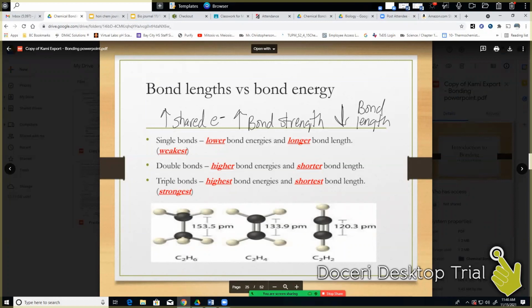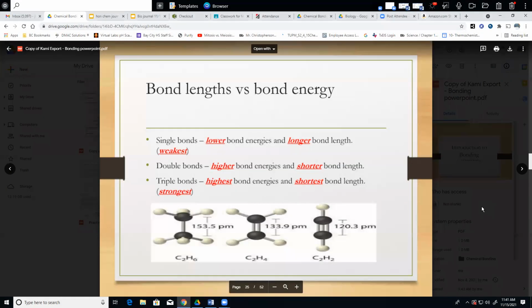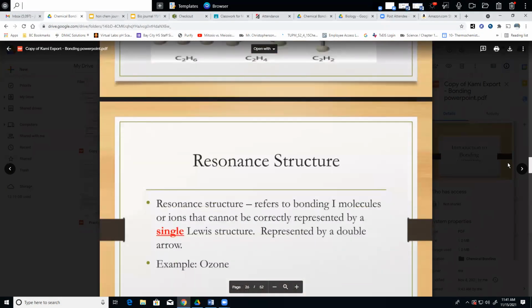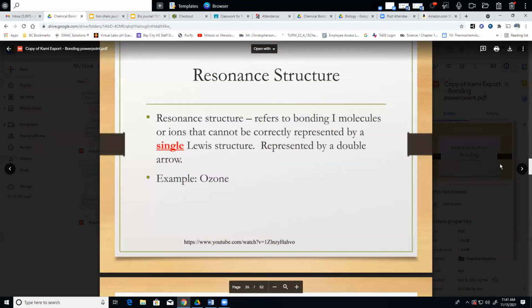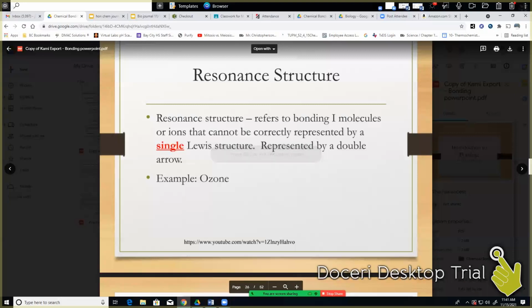There's also something called resonance structure. We won't do a lot of those. That's more kind of AP or college, but you need to know what it is and how it's represented. So resonance structure refers to bonding in molecules or ions that cannot be correctly represented by just a single Lewis structure. So they're represented with a double arrow.